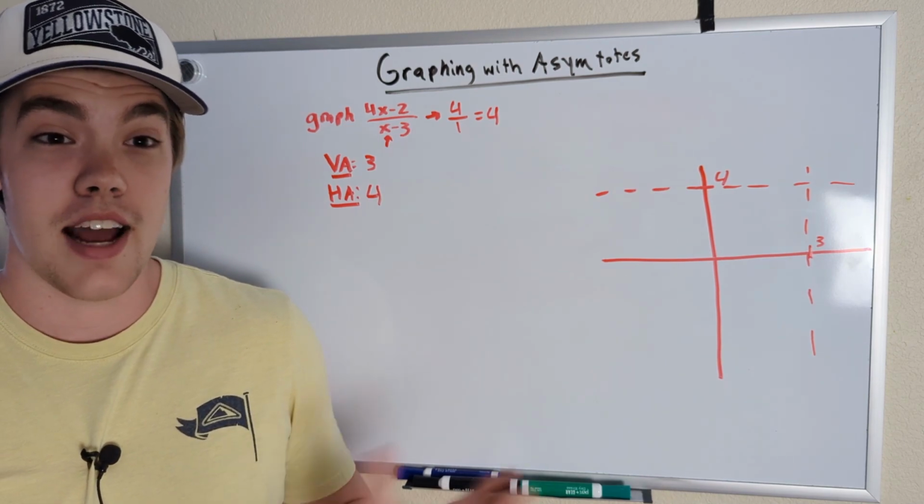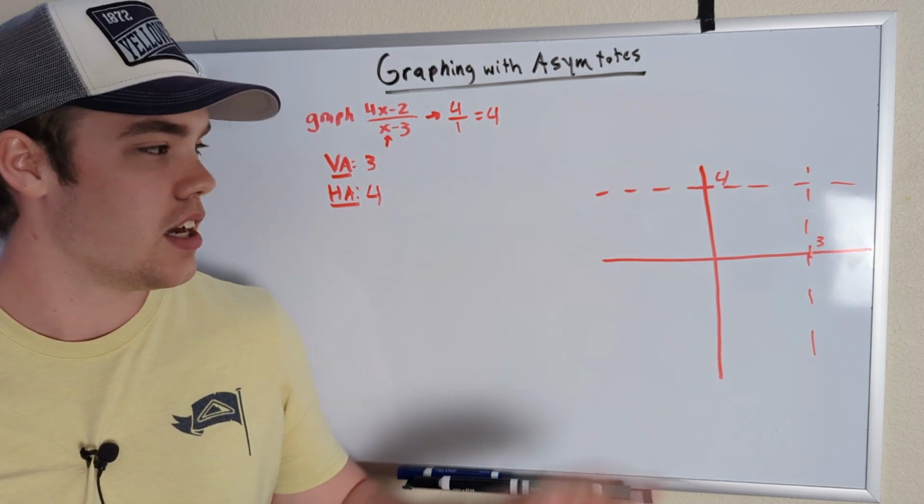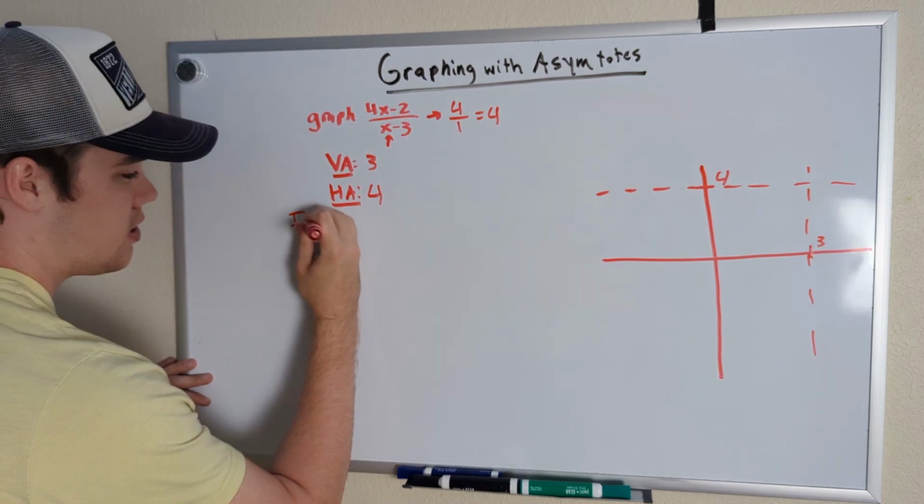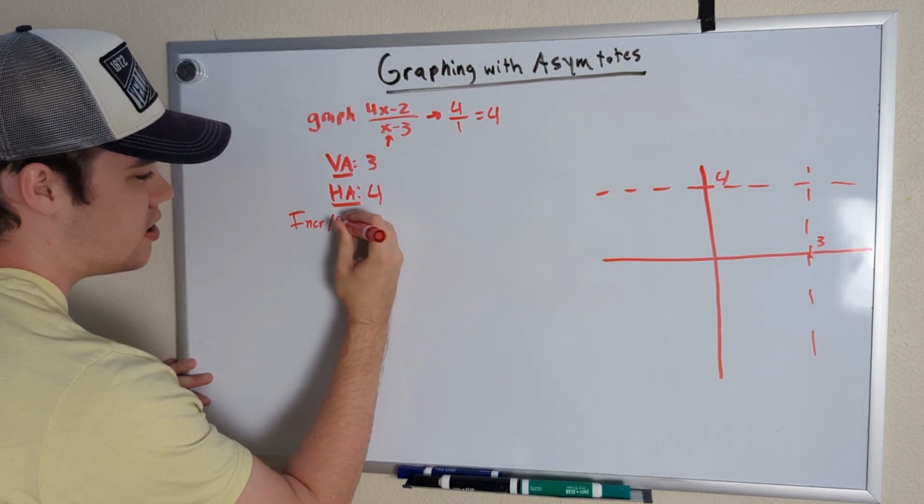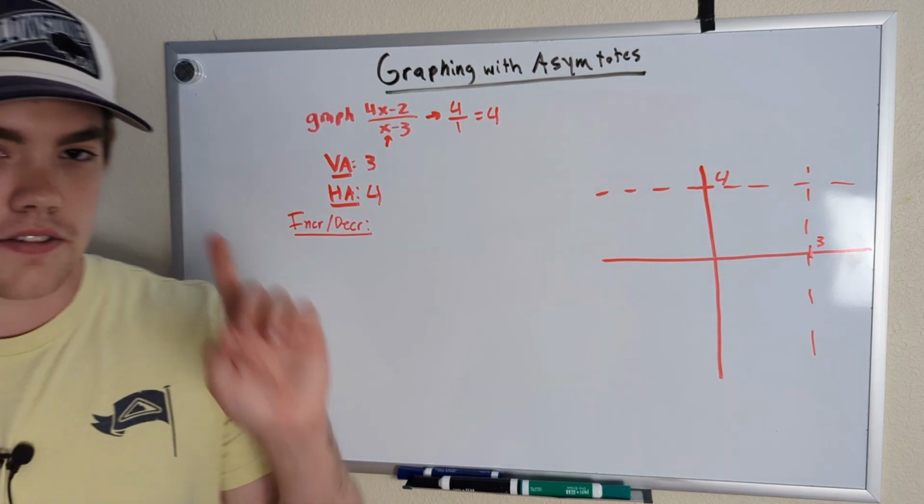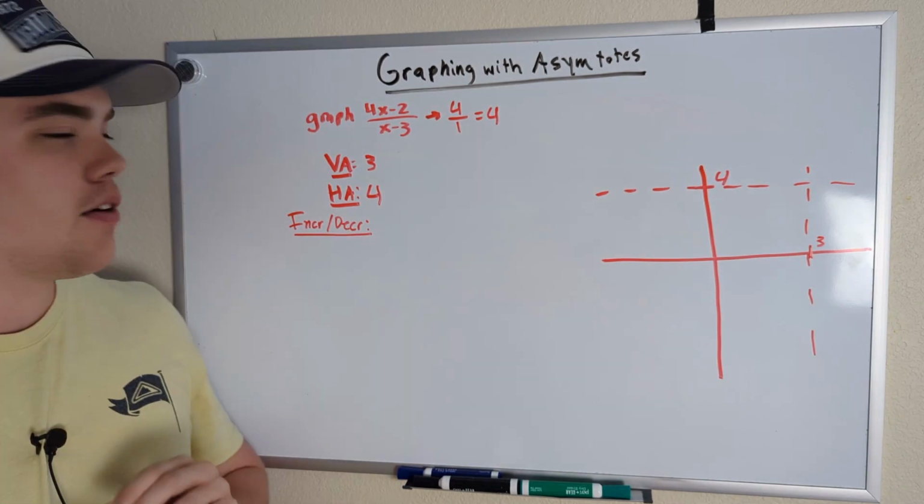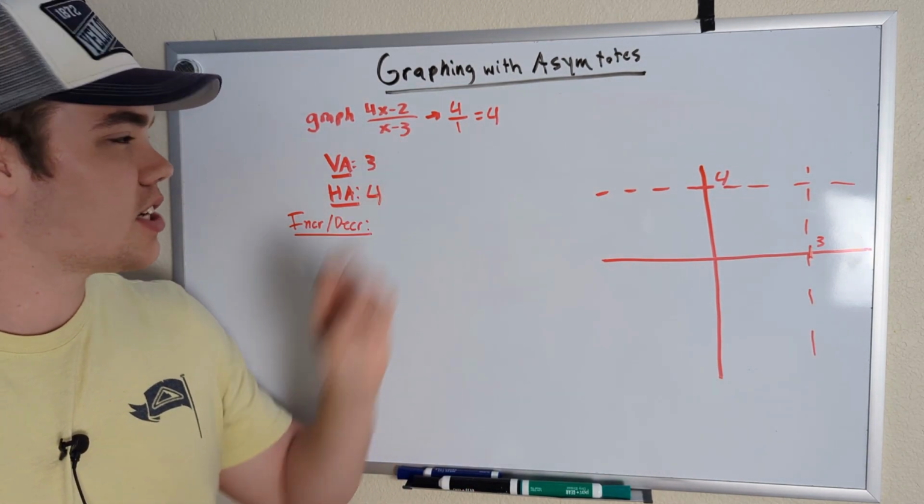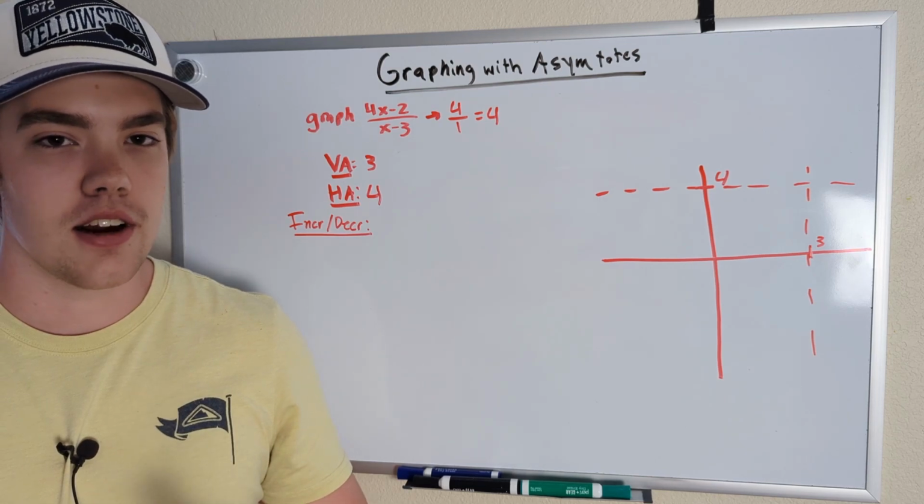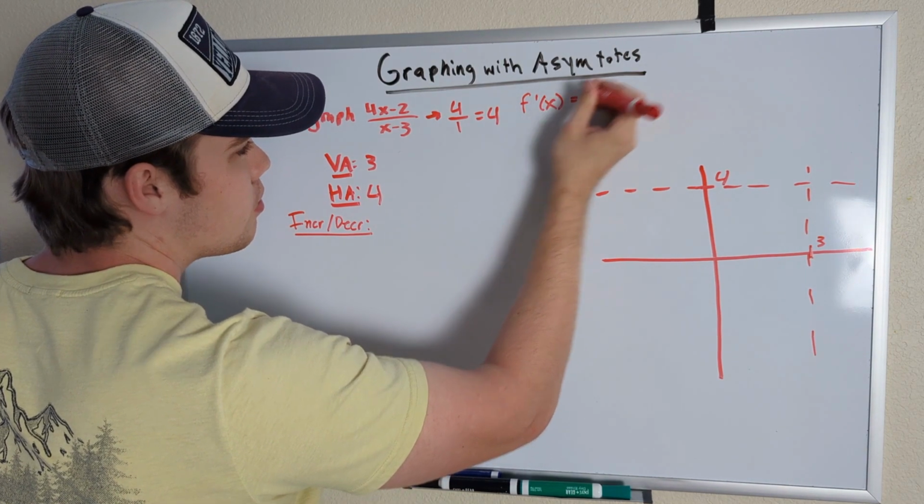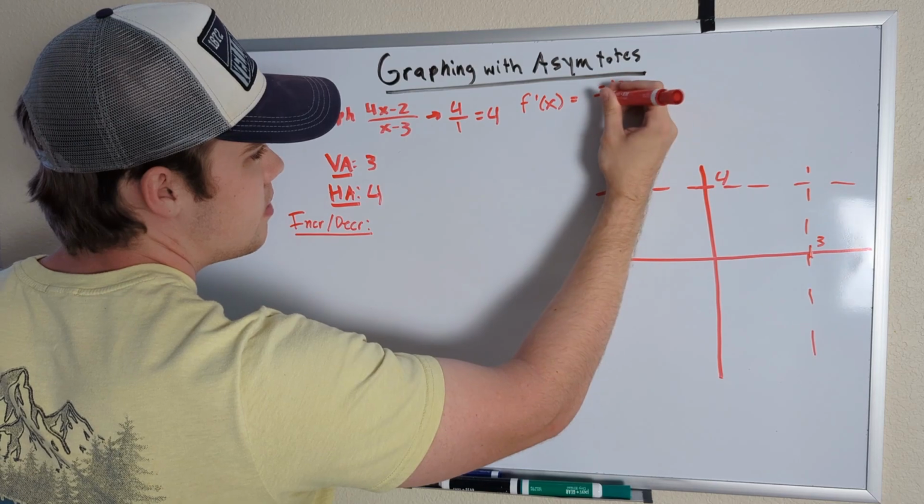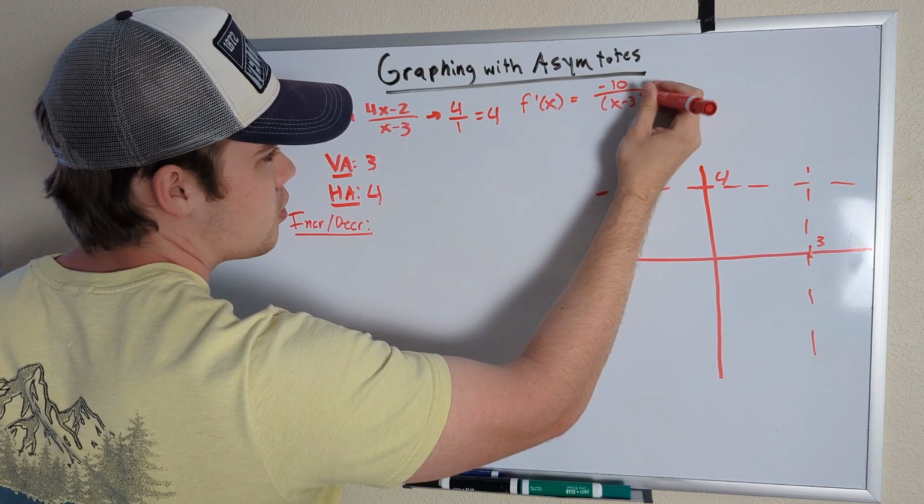Now we need to do everything else from the first and second derivative test in order to draw an accurate graph. First, let's figure out where this graph is increasing or decreasing. In order to do that, we need to use the first derivative test and use a sign chart. I won't lie, the derivative of this function is kind of a pain, so I'll just give it to you here. F prime of x is equal to -10 divided by (x - 3) squared.